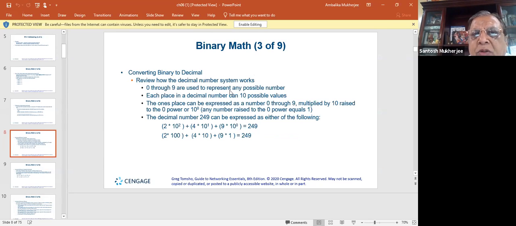0 through 9 are used to represent any possible number. Each place in the decimal number can have 10 possible values. The ones place can be expressed as a number 0 through 9 multiplied by 10 raised to the power 0, that is 10 to the power 0. So basically, how do you do conversions from binary to decimal?